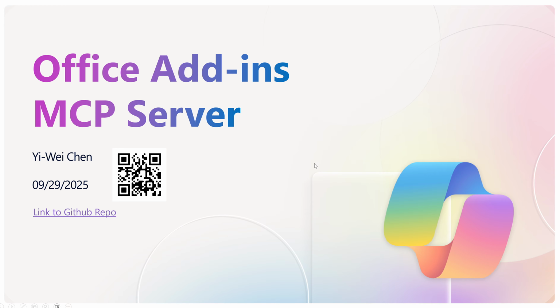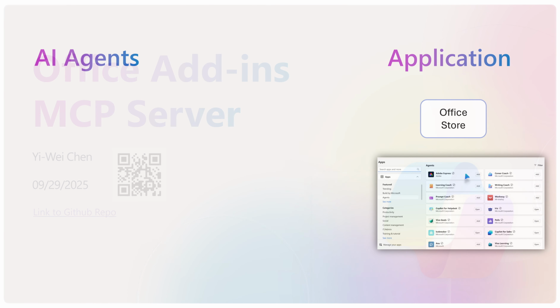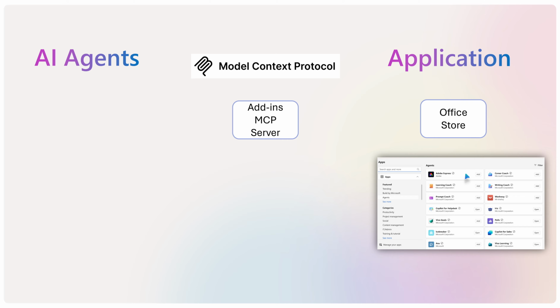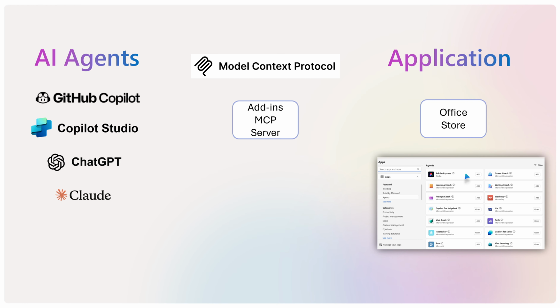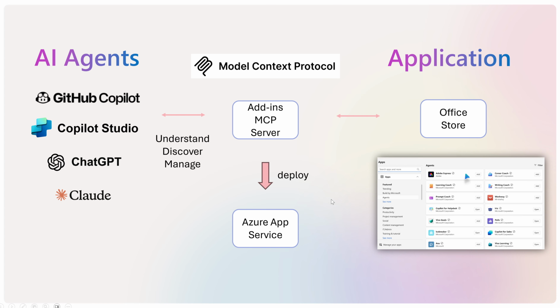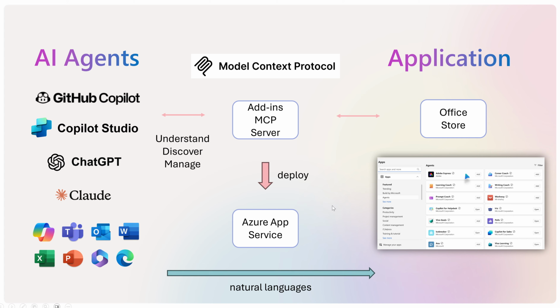I'm Yi-Wei, and today I'll demonstrate how we're transforming the Office Add-ins experience through AI agents. The MCP Server connects AI agents like GitHub Copilot, Copilot Studio, ChatGPT, and Claude to Office Store. It acts as a bridge deployed on Azure App Service, enabling AI agents to understand, discover, and manage Office add-ins seamlessly. What makes this powerful is that it enables natural language interactions across all Office applications.